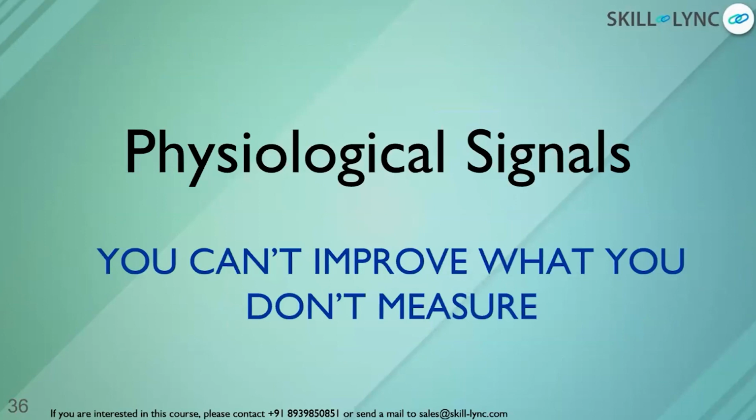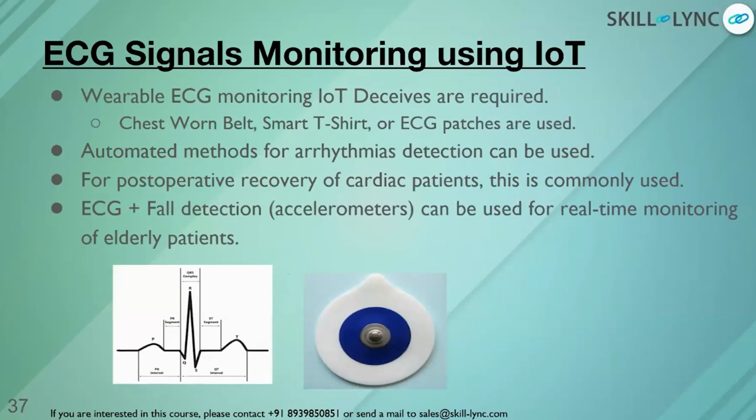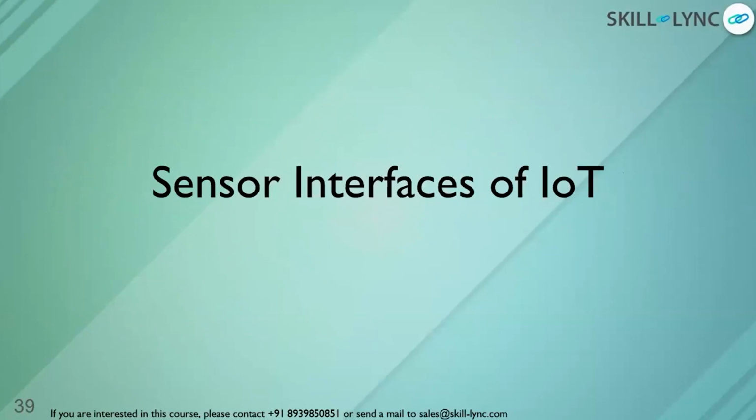IoT in healthcare is deeply concerned about the physiological signals. So you cannot improve what you don't measure. So first you have to measure the physiological signal, then you have to come up with the technology. So in such case, let us see how we will measure these physiological signals. So the most important vital parameter in healthcare is ECG.